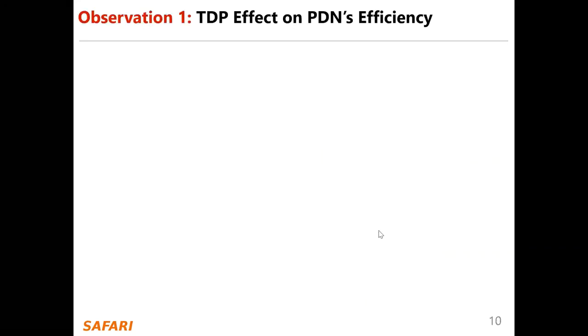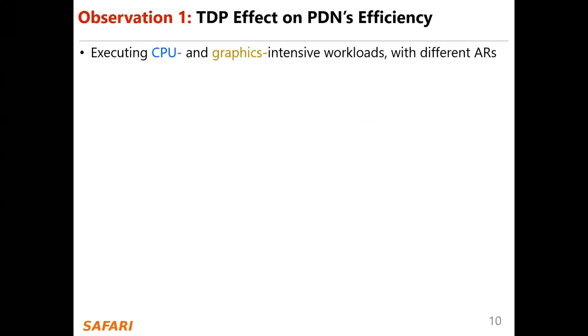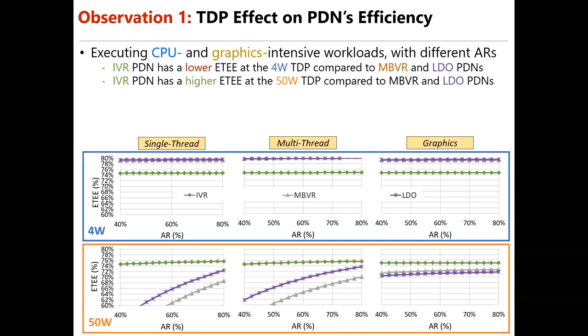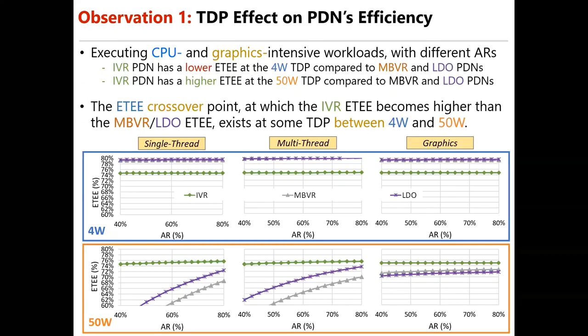Our first observation is about the TDP effect on PDN's efficiency. When executing CPU and graphics-intensive workloads with different application ratios, we observe that IVR PDN has lower end-to-end efficiency at the 4-watt TDP compared to MBVR and LDO PDNs. And we observe that IVR PDN has a higher end-to-end efficiency at 50-watt TDP compared to MBVR and LDO PDNs. An end-to-end efficiency crossover point, at which the IVR end-to-end efficiency becomes higher than the MBVR and LDO end-to-end efficiency, exists at some TDP between 4-watt and 50-watt.